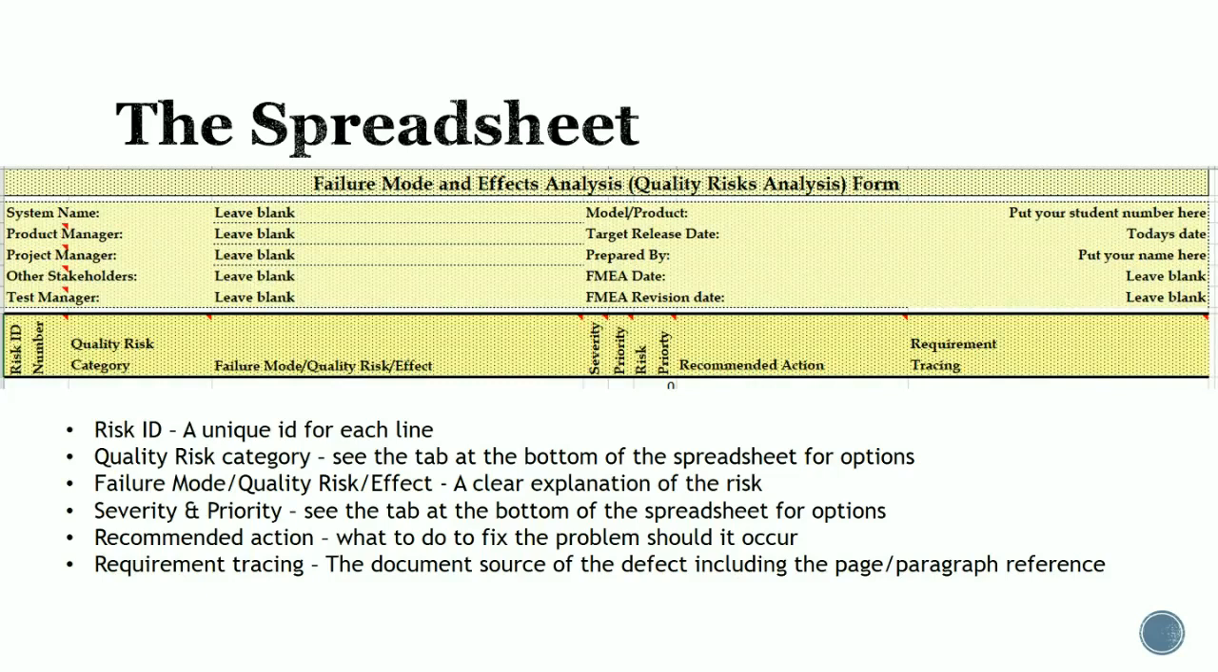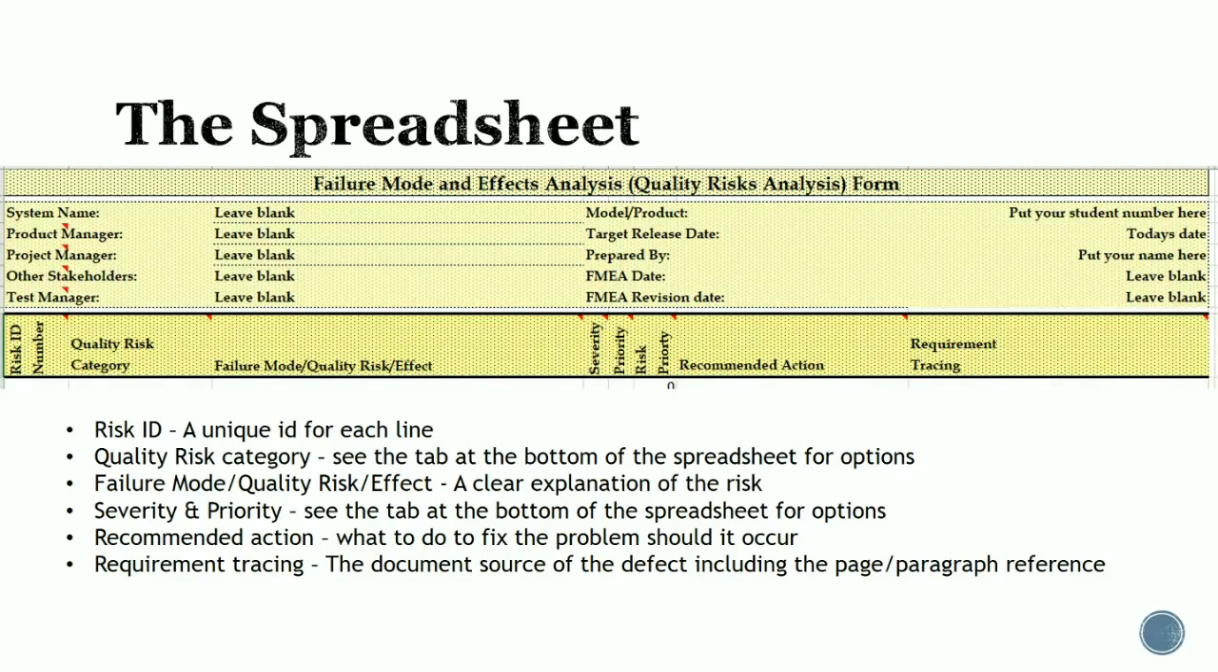And then the last thing is the requirements tracing. This is the document, the page and the paragraph where you got the risk. Sometimes people will turn around and say, but we don't want that, we never asked for that. Why are you testing that? This gives you an instant direction to the document, to the paragraph on the page, so that you can answer that question quickly and effectively.